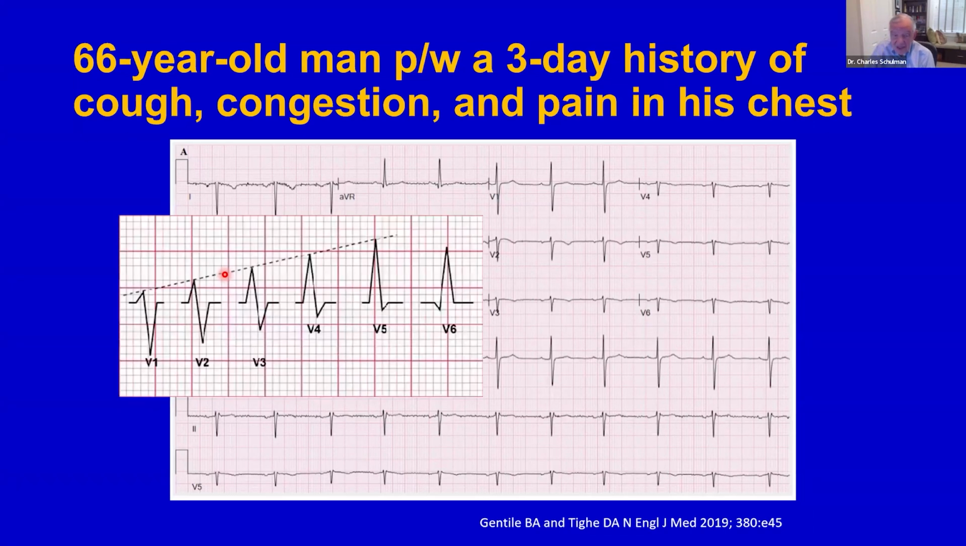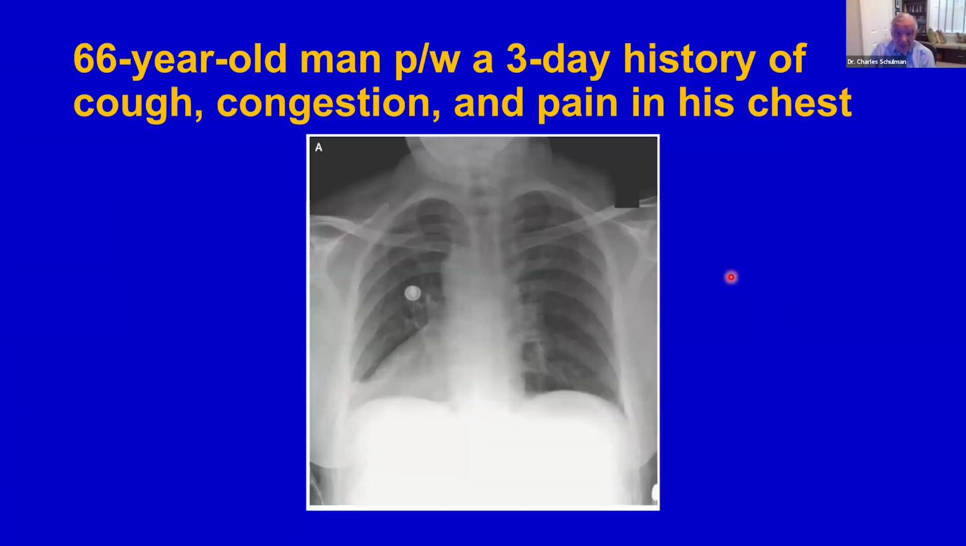Well, look at the R wave progression here. As you travel further and further to the left, you see less and less voltage, as if you were traveling away from the heart. And a chest X-ray gives the diagnosis. There you go. It's got what's called dextrocardia, or situs inversus. His heart is located in the right side of his chest, not the left side of his chest.